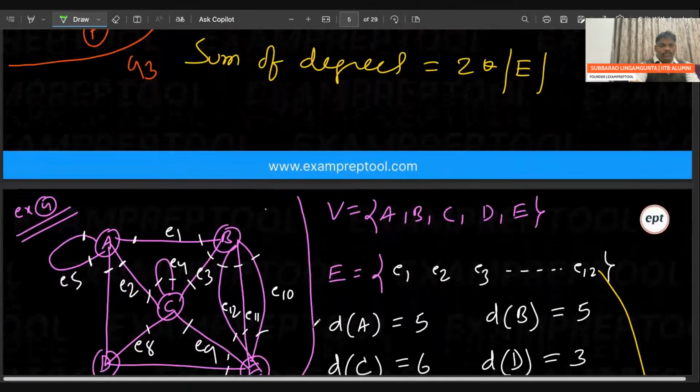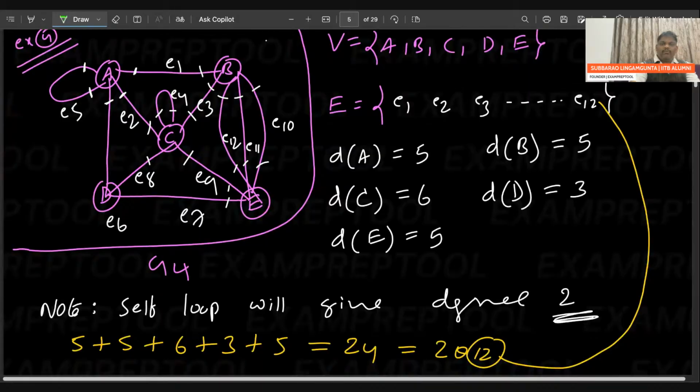Everyone knows this. Example 4 I also took. If you want, you can check. But in example 4, I want to inform you what a self loop is and what parallel edges are. With one edge only, if you can make a cycle, that is called a self loop. With more than one edge, if you make a cycle, that is called a cycle, or you can say a loop also.